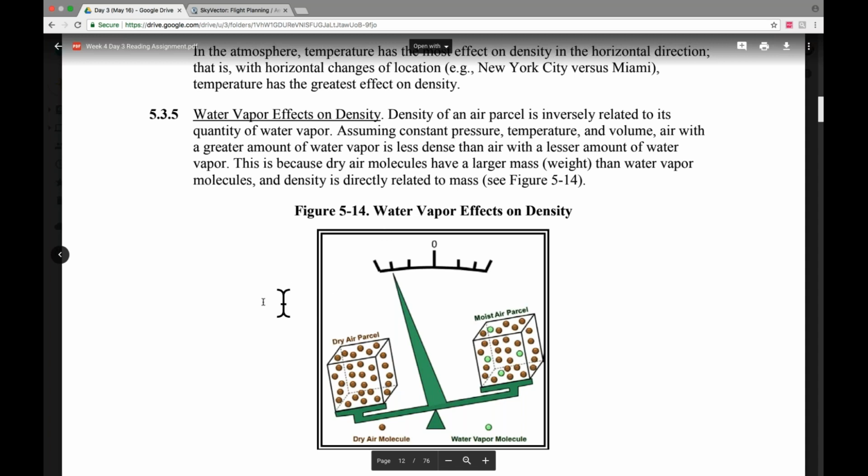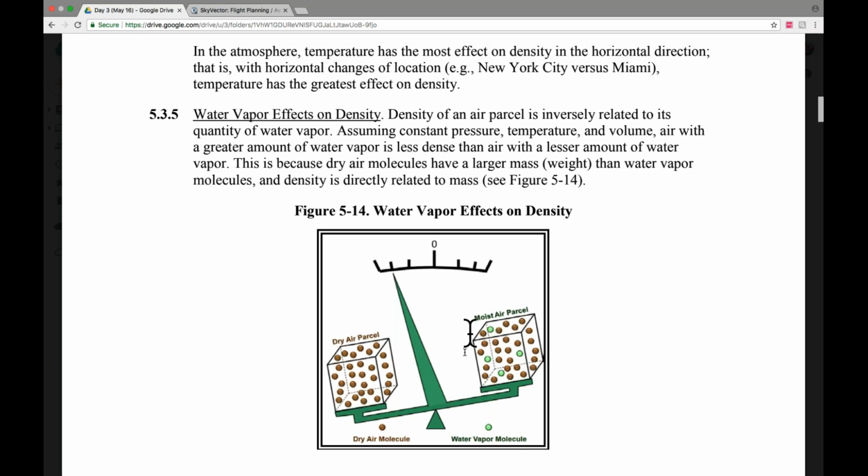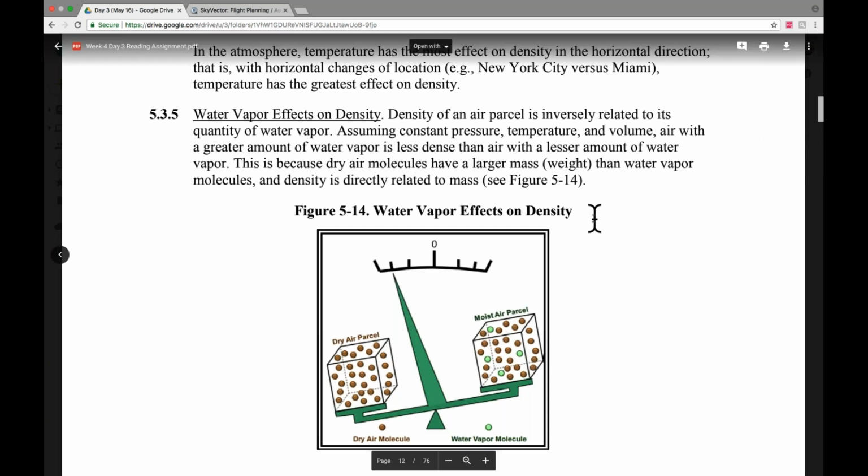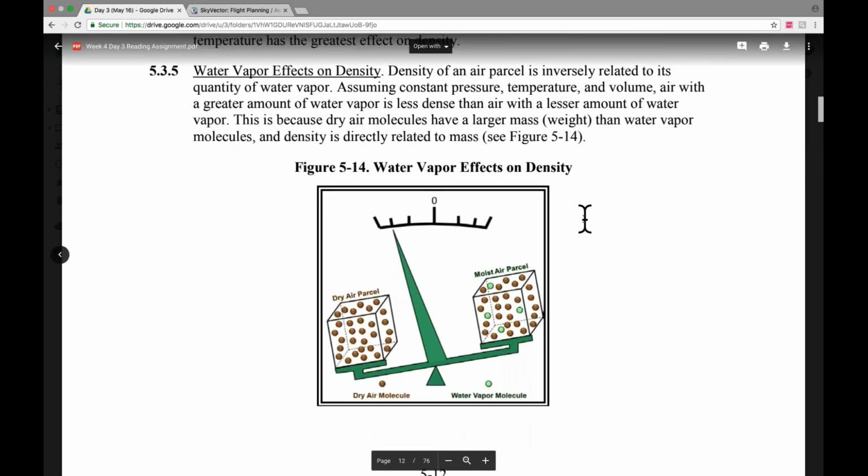So we can take the same volume of dry air and the same volume of moist air, and because the water vapor itself is actually lighter than the air molecule, dry air is going to be more dense than moist air. Kind of interesting, huh? You'd think that it'd be the reverse of that. But it's not.